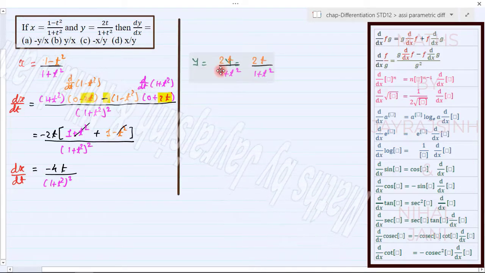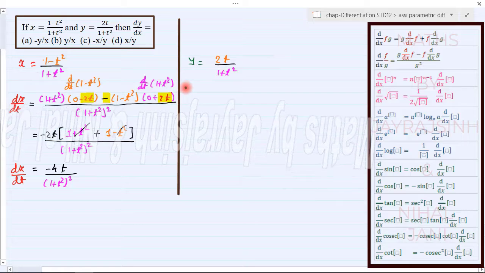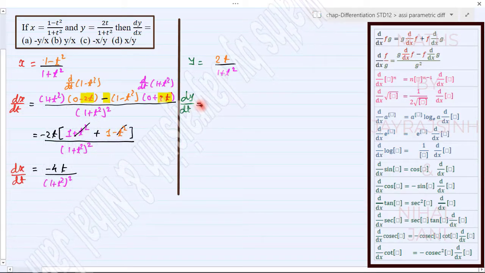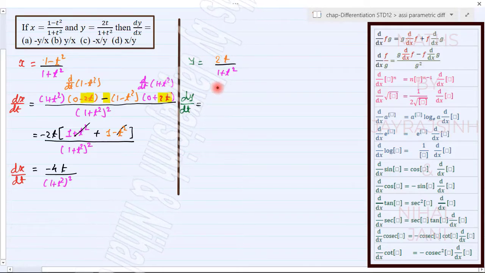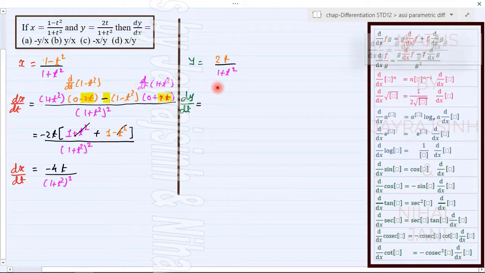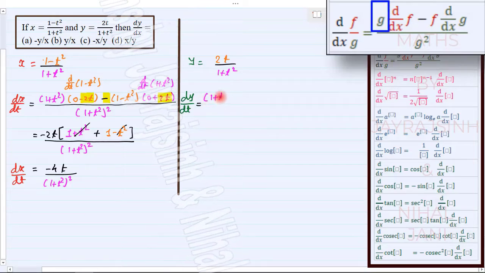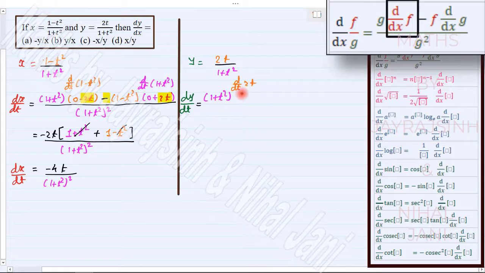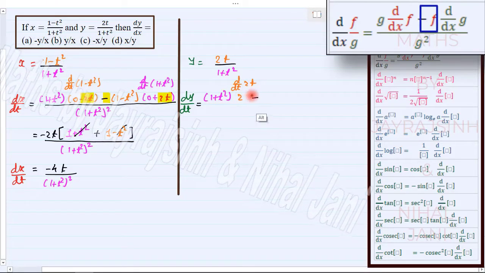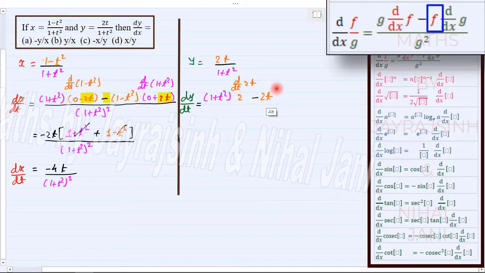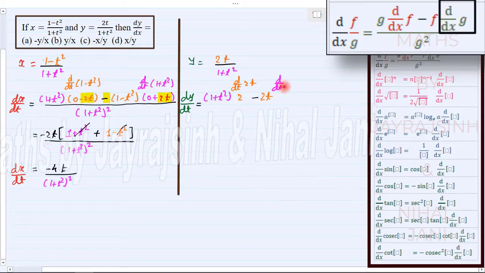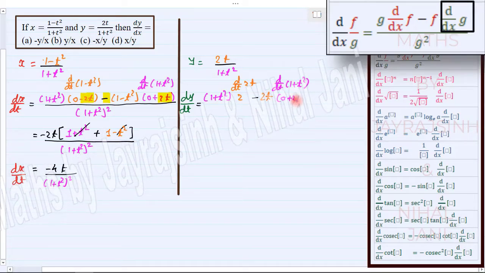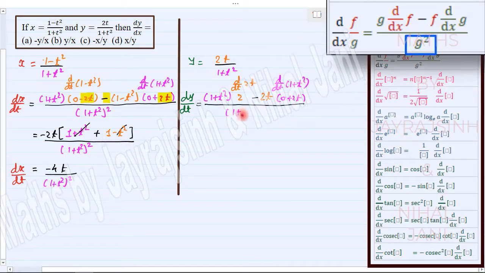Now let's try to differentiate y with respect to t. So we will get dy by dt is equal to differentiation of 2t upon (1 plus t square). So we have to apply division rule. First term, 1 plus t square will be as it is. We have to differentiate 2t, which will be 2, minus your 2t will be as it is. We have to differentiate 1 plus t square, which will be 0 plus 2t, whole divided by (1 plus t square) the whole square.